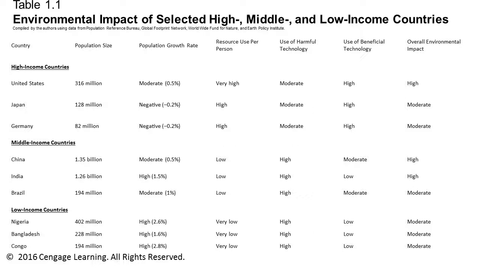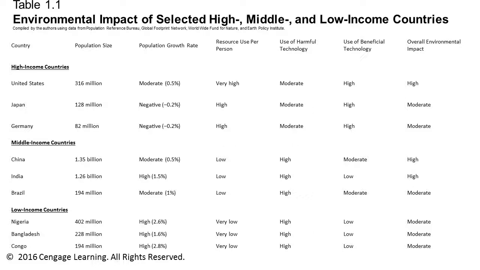So looking at this data from a population perspective, China and India are the two most populated countries in the world. The United States is actually third in population size at 316 million. When you look at these countries, you realize that, wow, China is 4 times the amount of people than what we have here in the US. Both countries have high overall environmental impact.